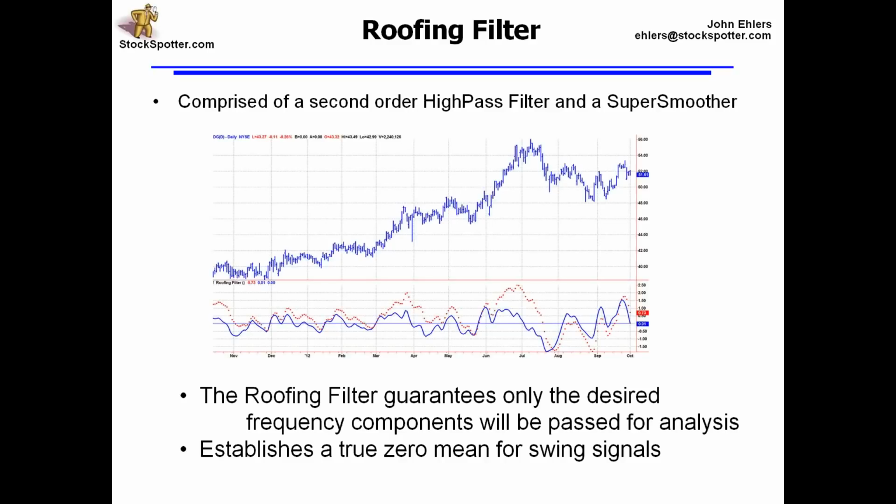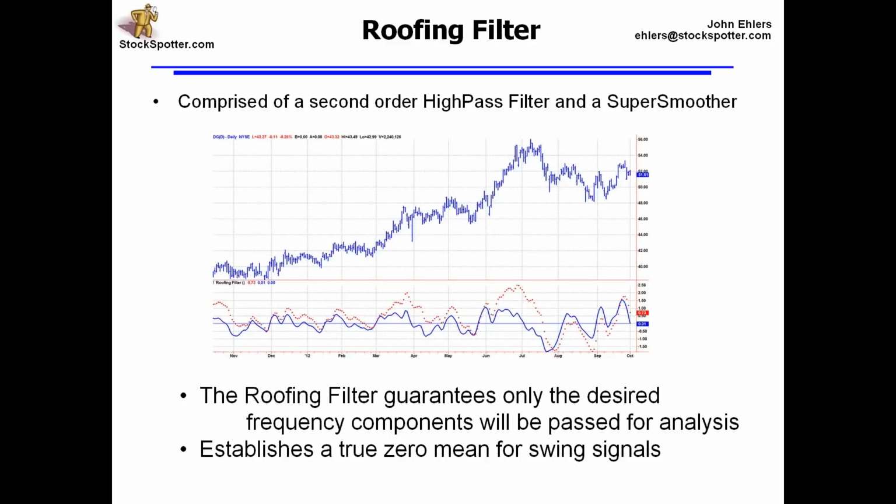It's still passing all of the higher frequencies, but it's getting rid of the low frequencies, the long wave components. And what that does is it gives you the blue line that you see, with the result that it does two things. Number one, it restores a nominally zero mean to that blue line. It's going plus and minus about the center line with fair symmetry. And the second thing it does is it removes a lot of lag that was introduced by that long wave component. So the roofing filter consists of a SuperSmoother and a second order high pass filter.